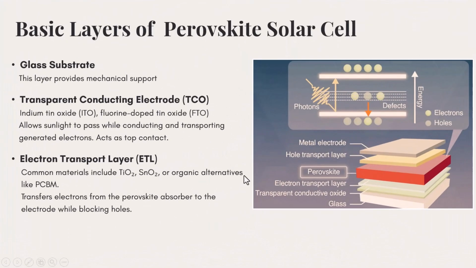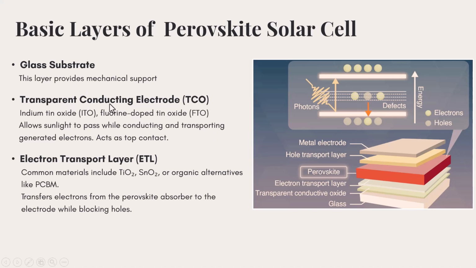Now let's talk about the basic layers of the perovskite solar cell. As you can see, the perovskite solar cell usually has a glass substrate. It can also be a plastic substrate or any flexible material. The function of this layer is to provide mechanical support for the solar cell.